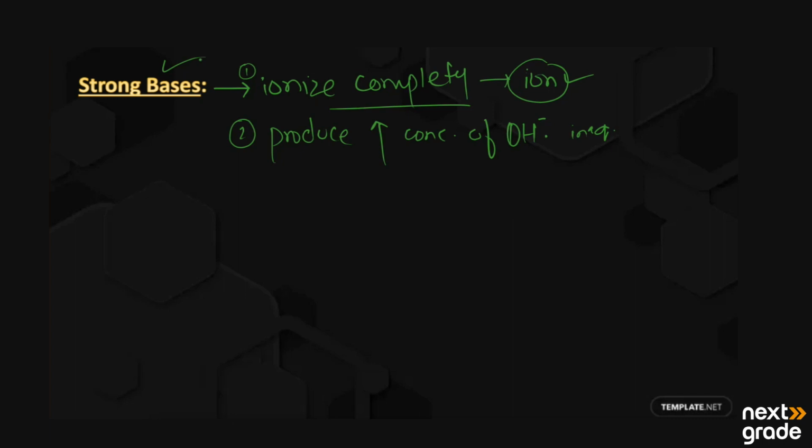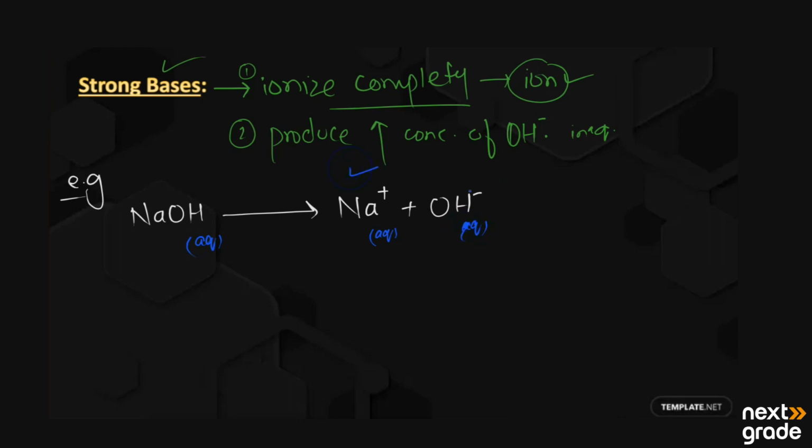The first example of a strong base is sodium hydroxide, NaOH. When we take its aqueous solution, it dissociates into ions, sodium positive and hydroxide negative. When it ionizes in water, after dissociation it produces sodium ion and hydroxide ion. As it produces a large amount of hydroxide ions, it is known as a strong base.